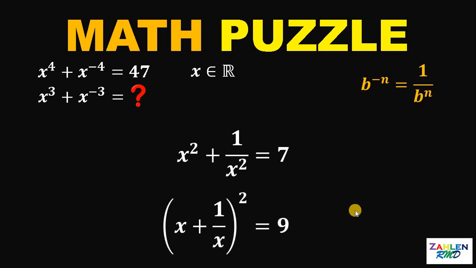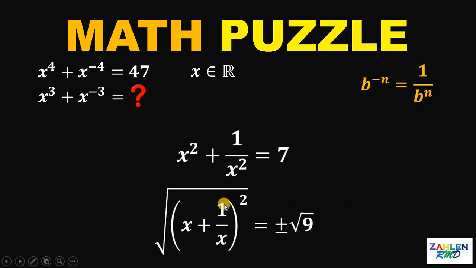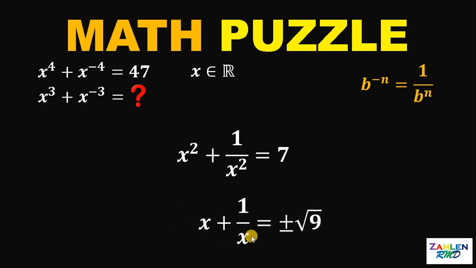Now, take the square root on both sides. And we know the left-hand side is just x plus 1 over x. Also take note that x is a real number. Therefore, x plus 1 over x cannot be a negative number. Thus, we need to take the positive value of the right-hand side. Therefore, x plus 1 over x is just 3. Now, don't forget our goal. Our goal is to find the value of x cubed plus x raised to negative 3, or simply x cubed plus 1 over x cubed.